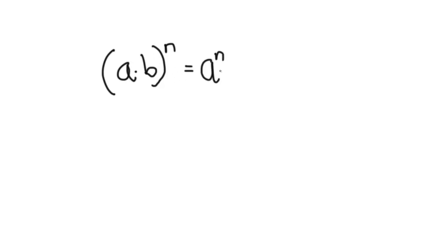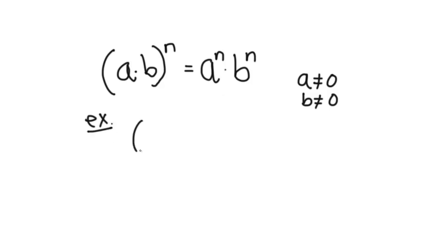Alright, one other thing I want to show you guys is, let's say you have a times b and you want to raise that to the nth power. So you have a product inside the parentheses and you're raising that to the nth power. What you want to do here is raise that a to the nth power and raise the b to the nth power. This is valid when a is not equal to 0 and b is not equal to 0 and n is a rational number.